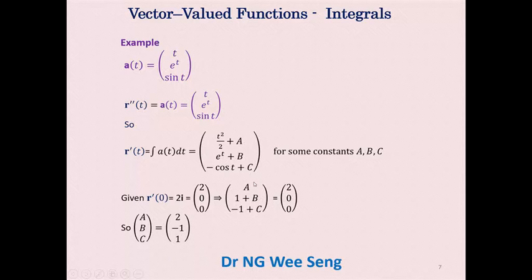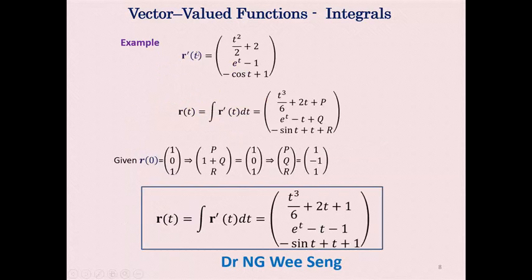How do we find A, B, and C? We are given the initial velocity. Initial means t equals 0. So when you substitute t equals 0, this vector will be equal to the initial velocity that we are given. So you can form this equation, and from which we can find A, B, and C. So with A, B, and C found, we can now plug them back into the r prime t formula.